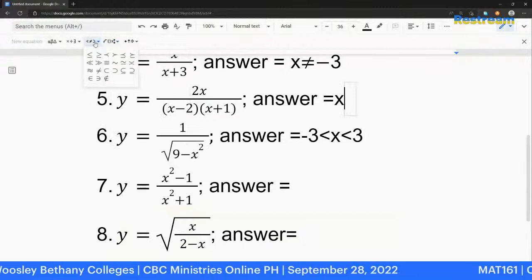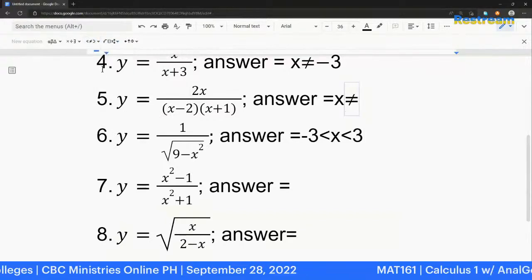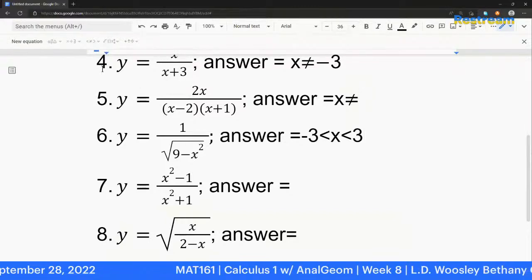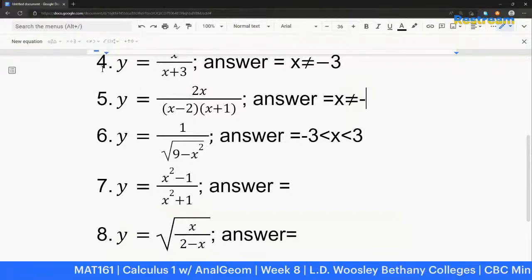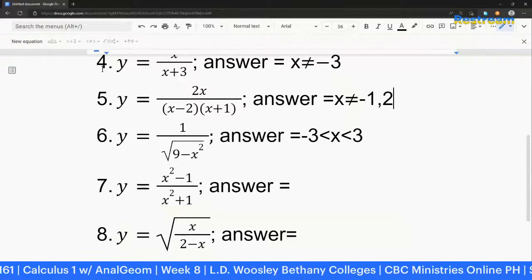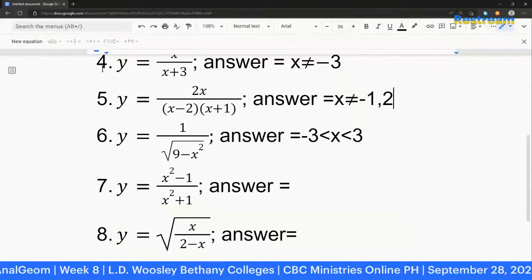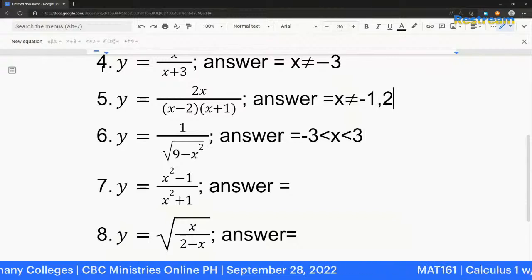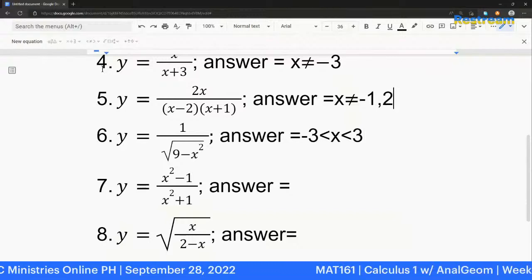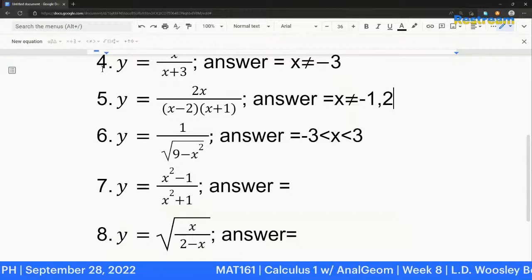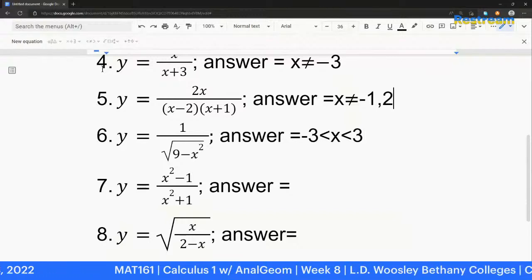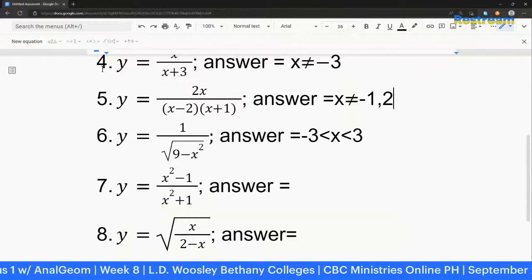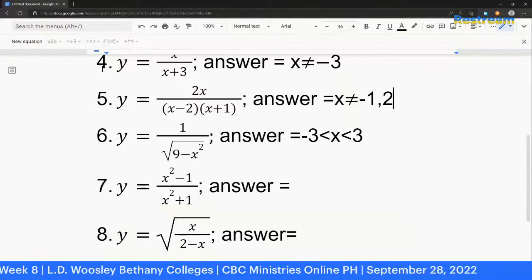Tama yung sagot mo. x not equal to negative 1 and 2. Okay, so that's the answer. Okay, so we're just waiting for Josh and Gian to answer their last question before we move on to the next item. Okay.